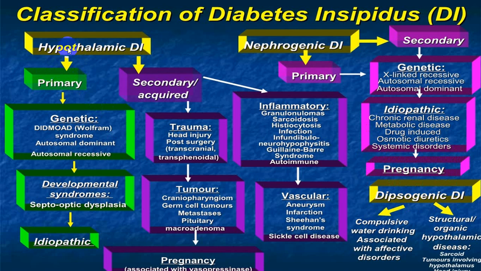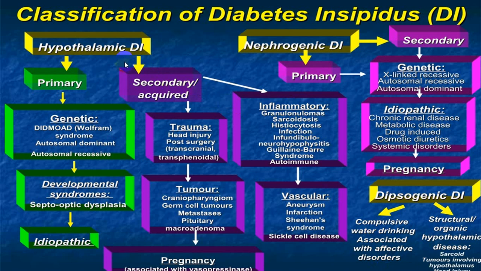While in the hypothalamic variety, primary, which is a genetic variety, we call Wolfram syndrome, which is autosomal dominant or autosomal recessive, or it can be idiopathic. And in the secondary variety, very commonly following a head injury, transcranial surgery or transsphenoidal surgery, particularly in a person having a craniopharyngioma or secondary metastasis or pituitary microadenomas or macroadenomas, and it can also occur in pregnancy associated with vasopressinase. So these are all the different conditions which can end up with diabetes insipidus.